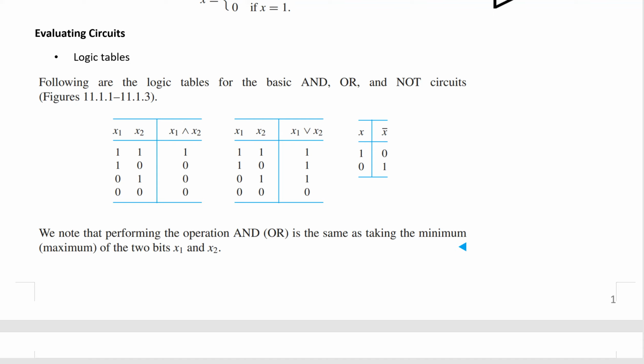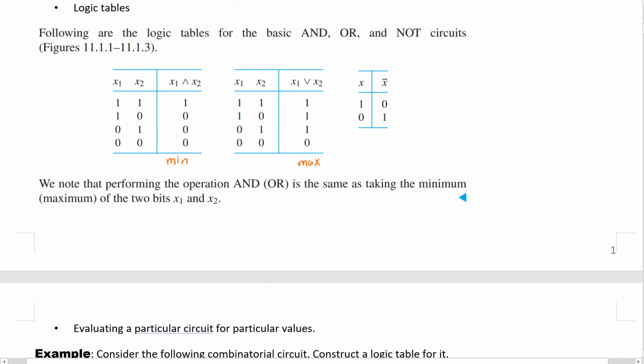We note that performing the operations AND and OR is the same as taking the minimum or maximum of the 2 bits x1 and x2. You can see the AND is like the minimum. Here, the minimum of 1 and 0 is 0, the minimum of 0 and 1 is 0. And then the OR is like the maximum: the maximum of 1 and 0 is 1, the maximum of 0 and 1 is 1. So far, so good, everybody. Let's continue.